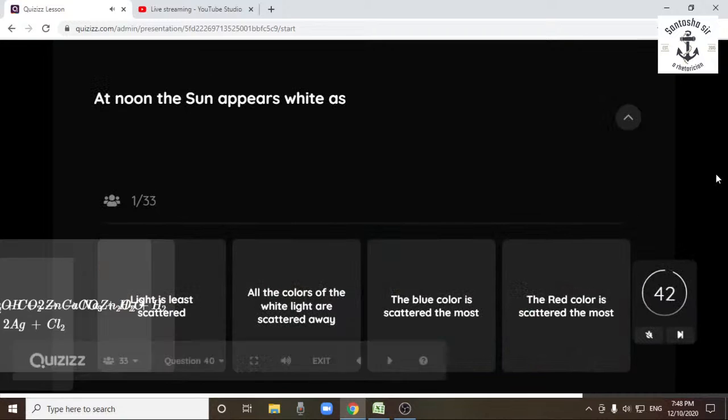At noon, the sun appears white. Why? What is the reason? 30 seconds.